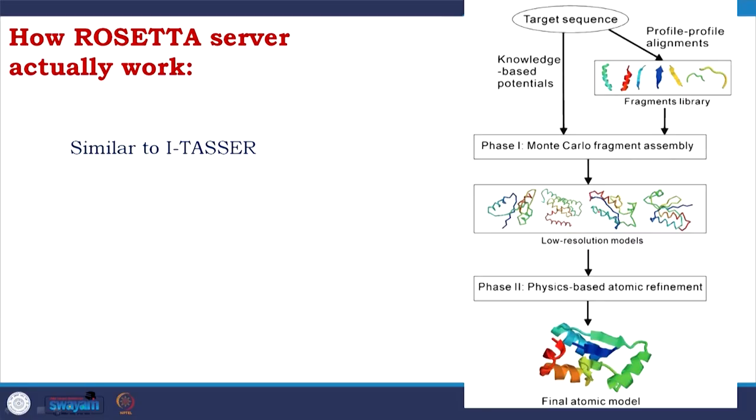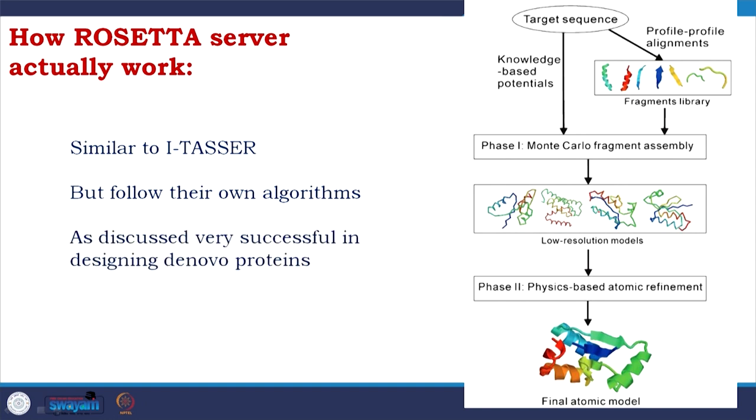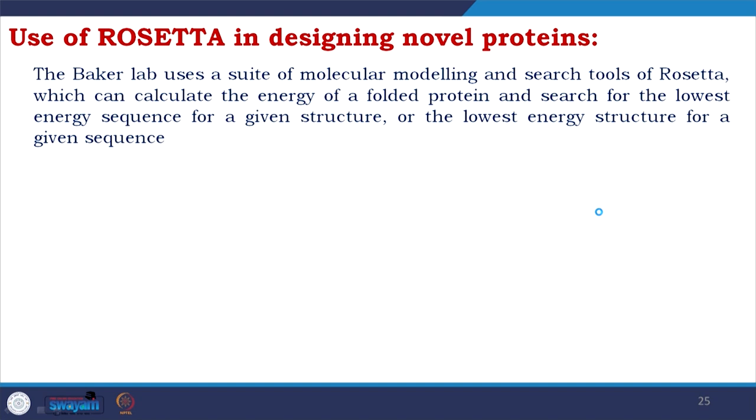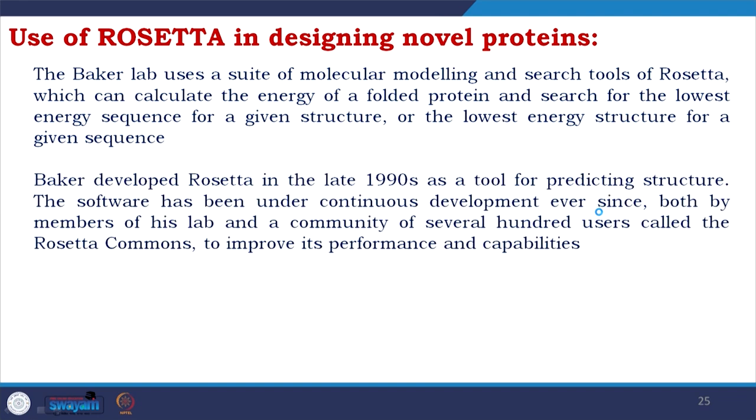So, as I told, the principles are pretty similar to I-TASSER, but they have developed their own algorithms, and these, especially Rosetta, are extremely successful for de novo protein designing projects. Coming back to the story I was talking about, the Baker lab uses a suite of molecular modeling and search tools called Rosetta, which we talked about, which can calculate the energy of a folded protein and search for the lowest energy sequence for a given structure or the lowest energy structure for a given sequence. That is the beauty of the program.